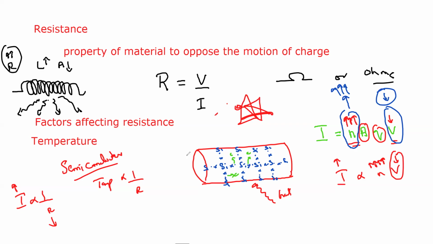Why does the drift speed become random? When we increase the temperature, the charges move more randomly. When there is random motion, what will happen? The displacement decreases.